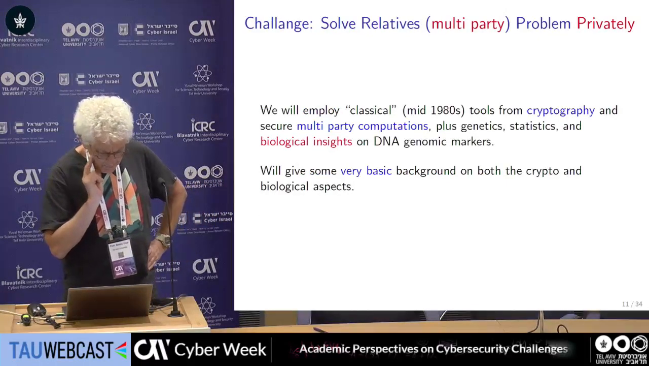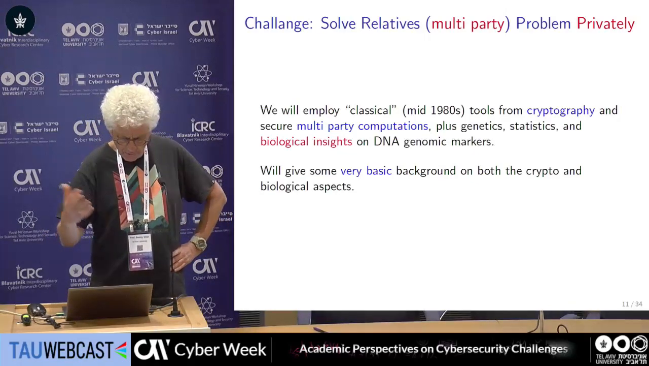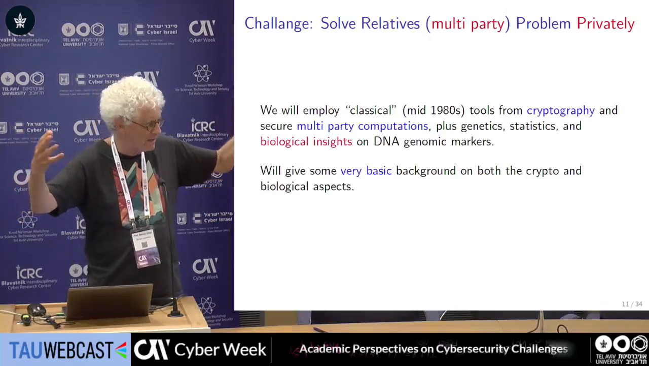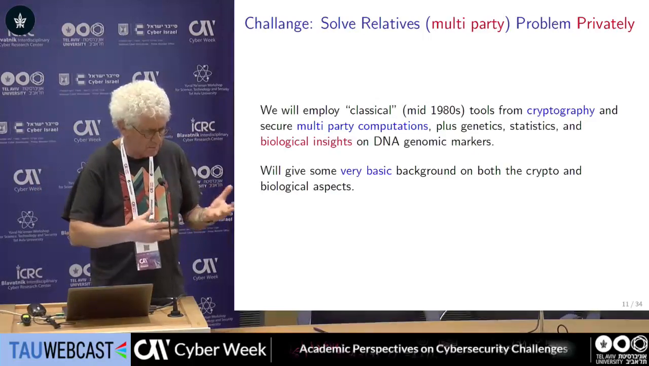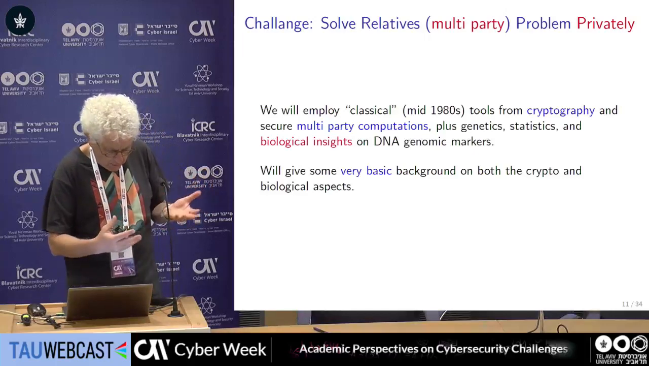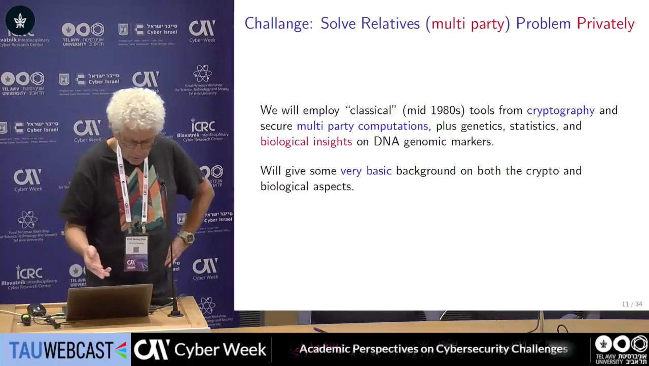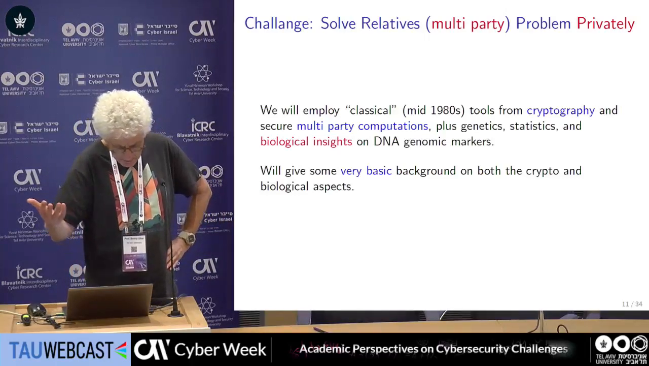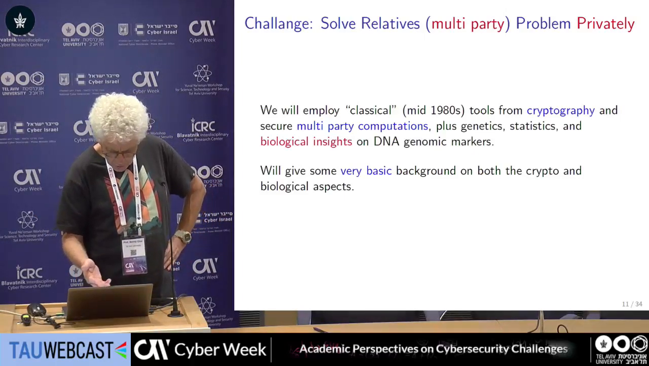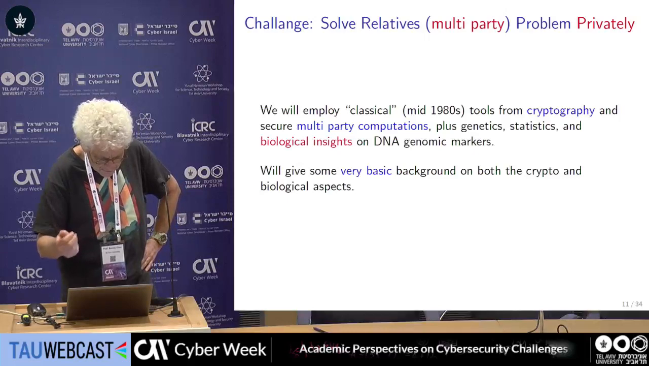Okay, so the challenge is to solve this relative problem privately, and I should say it's a multi-party problem. Let's say 23andMe have 5 million customers. So basically, you want to do some protocol among these, or somebody should do some protocol among these 5 million customers. It's not just two customers. Our solution will employ some classical, mid-80s tools from cryptography and secure multi-party computation, plus some basic knowledge about genetics and statistics and biological insights.